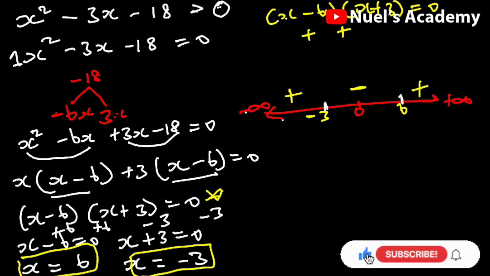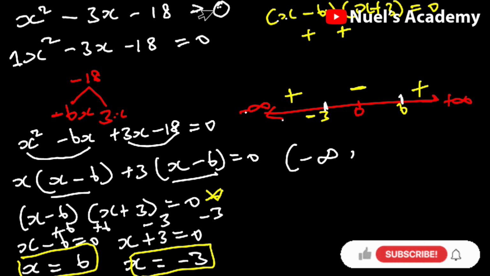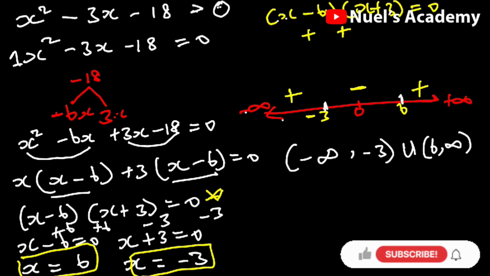Alright, so we're going to represent these regions in interval notation. For this region, we're going to write it as negative infinity, comma. Now this is greater than 0, which is a strict inequality, so we're not going to include this negative 3. Alright, so we have negative 3, then union. Also, we're not going to include 6, so this is 6 comma infinity. So this is the answer to this first question.